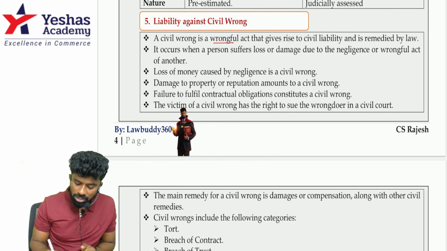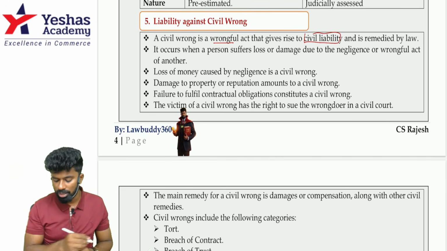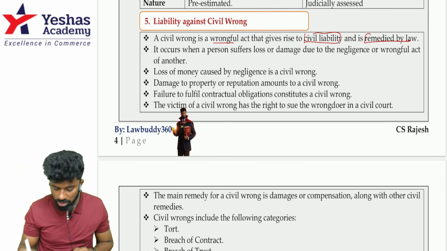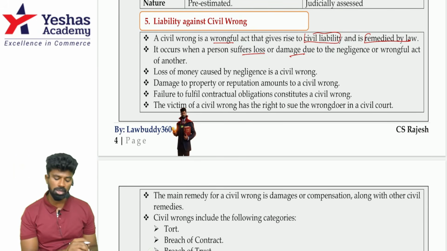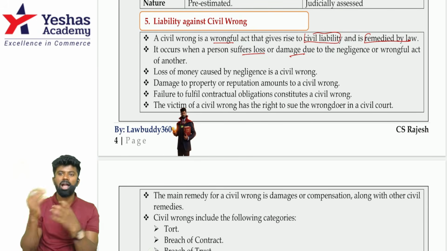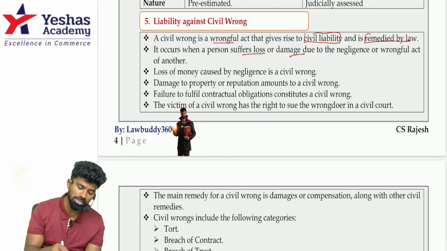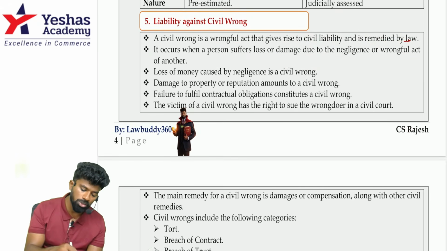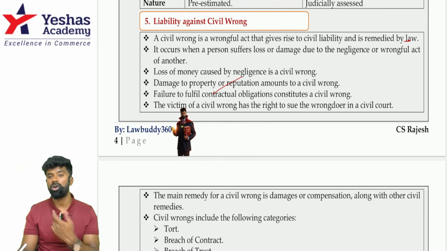A civil wrong is a wrongful act. What act? That gives what liability? Civil liability. And remedied by the law. It occurs when a person suffers a loss or damage due to the negligence or wrongful act of another, that is, an act or omission of another person. Loss of money caused by negligence is a what wrong? Damage to your property or reputation also amounts to what? Civil wrong. Failure to fulfill a contractual obligation is also called what wrong?